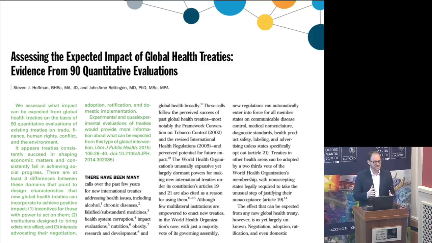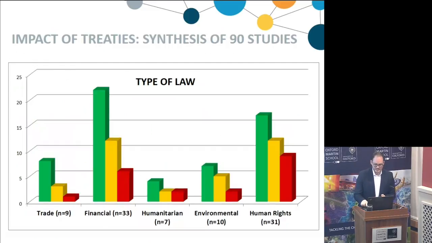And what we found was a surprisingly, or not surprisingly, mixed picture. In this slide, what you'll see is the number of studies that found whether the treaties being evaluated had the effect that the progenitors of those treaties wanted. The green indicates the number of studies of the 90 that found that, for example, international financial law increased financial flows between countries. The yellow is the number of studies that showed either no effect or mixed results.